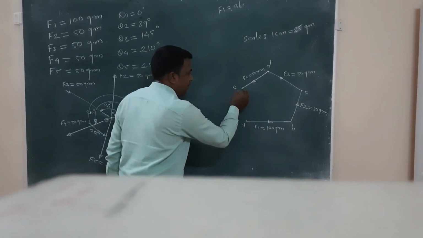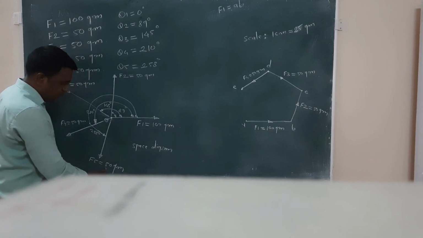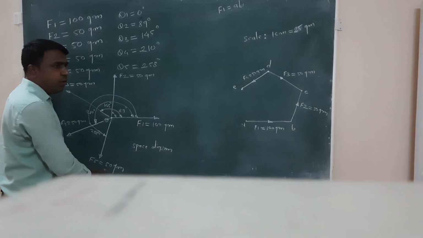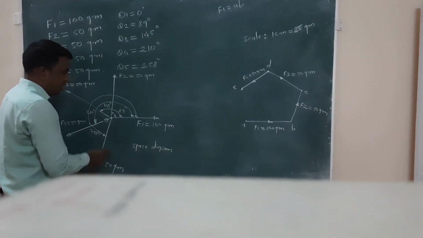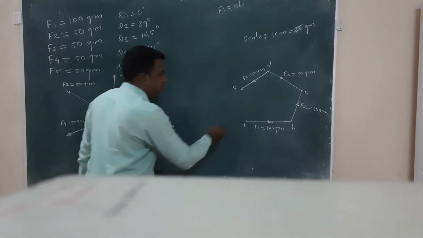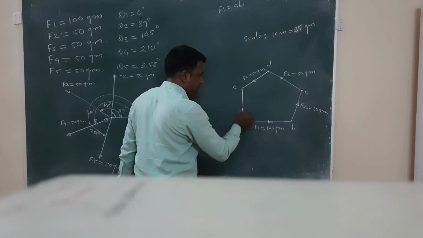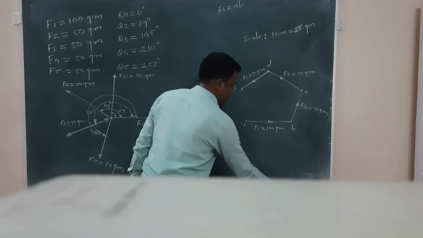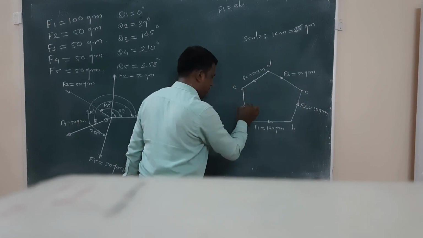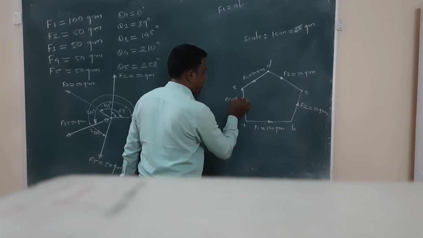एक लाइन अपने को पैरेलल निकालना है, और उसकी लेंथ कितनी रहेगी? 2 centimeter, because the magnitude of the force is 50 gram. So the length is 2 centimeter and the direction is parallel to this force. So the next line is parallel to this one. So this is F5 having 50 gram magnitude.